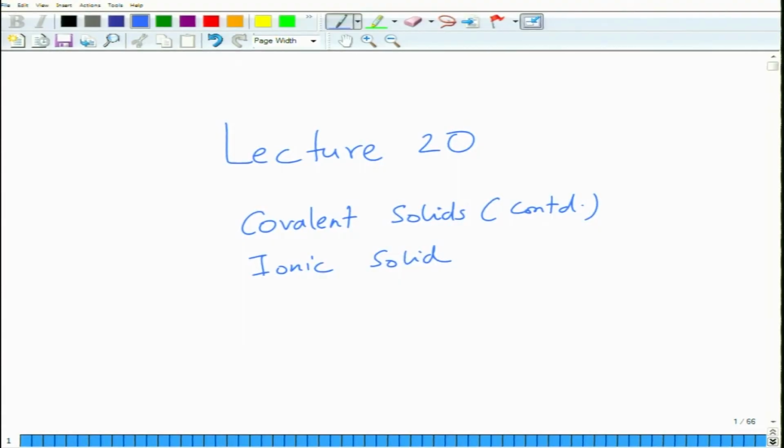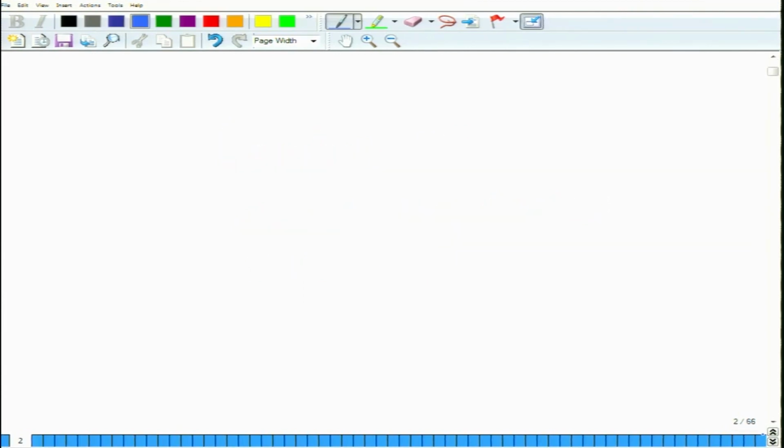So, we could not finish the covalent solids in the last lecture. So, we will do the remaining part here, and then we will continue with the ionic solids, the introduction to ionic solids. So, we were talking about the formation of covalent solids.